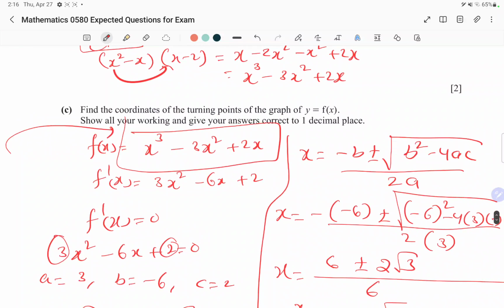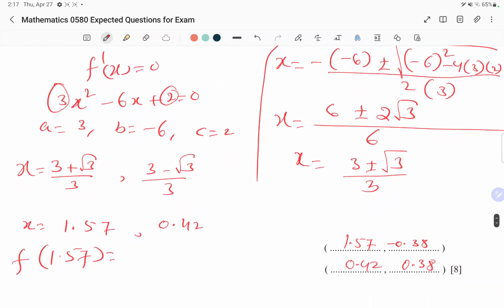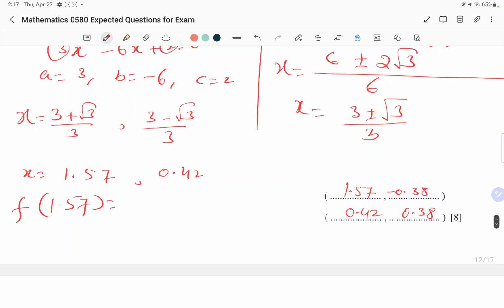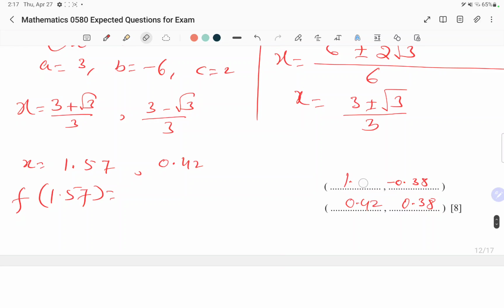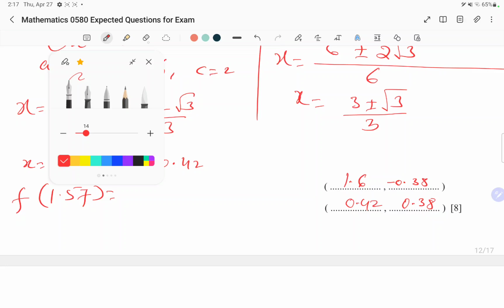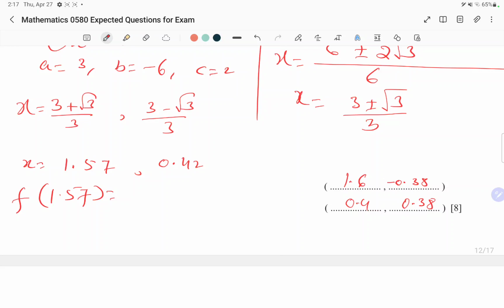Show all your working and give your answer to correct one decimal place. One minute. If it is 1 decimal place, then 1.57 should be 1.6, right? It's clearly mentioned, guys, 1 decimal, so we have to write in 1 decimal. So it is 1.6, and 0.42 should be only 0.4. Then accordingly this will also change. So minus 0.38 will be minus 0.4, and 0.38 will be 0.4.